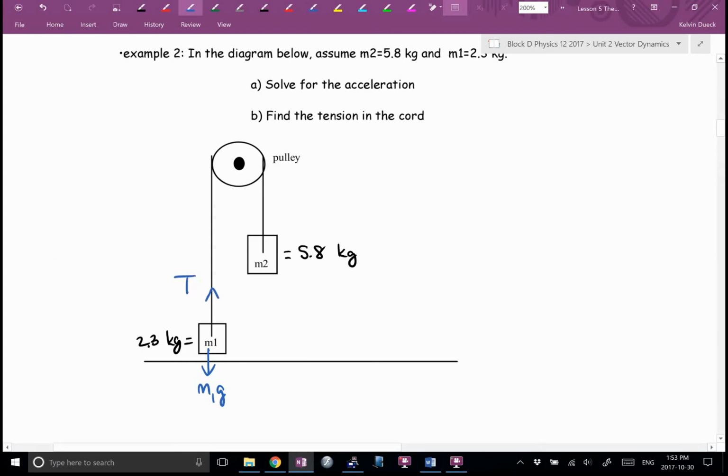And I think that's it for mass 1. What are the forces acting on mass 2? Get the obvious one. M2G. What else? Tension. That's it.